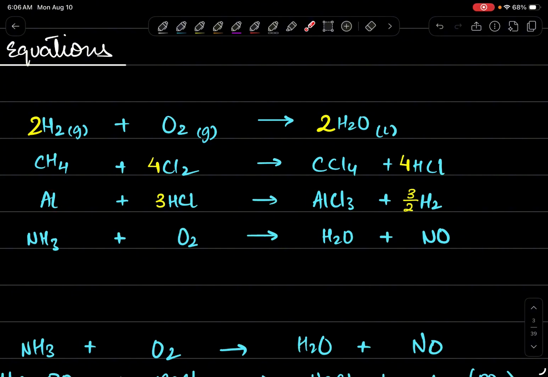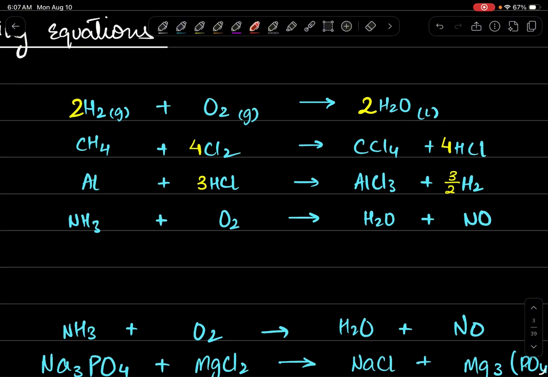Now whenever you multiply an equation in your IGCSEs and O levels, whenever you multiply the equation by a fraction or a decimal, you gotta multiply the whole equation by 2. This is the rule, right? Because you can't just multiply by a fraction. So you multiply this whole equation by 2. What do I mean by that? I mean, we need to multiply each and every substance in the reactant and in the product by 2.